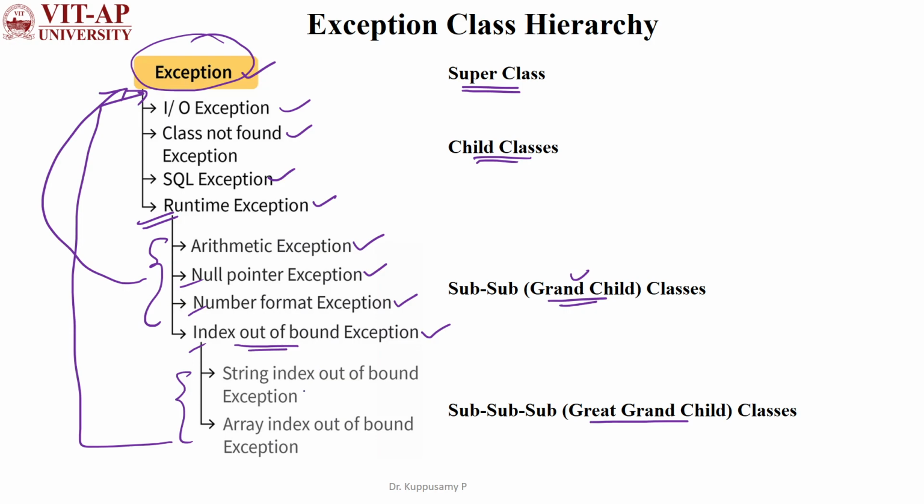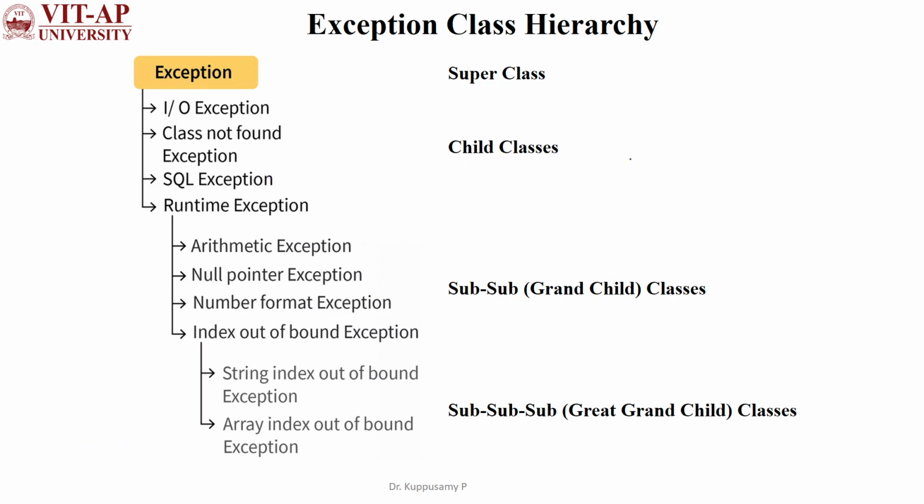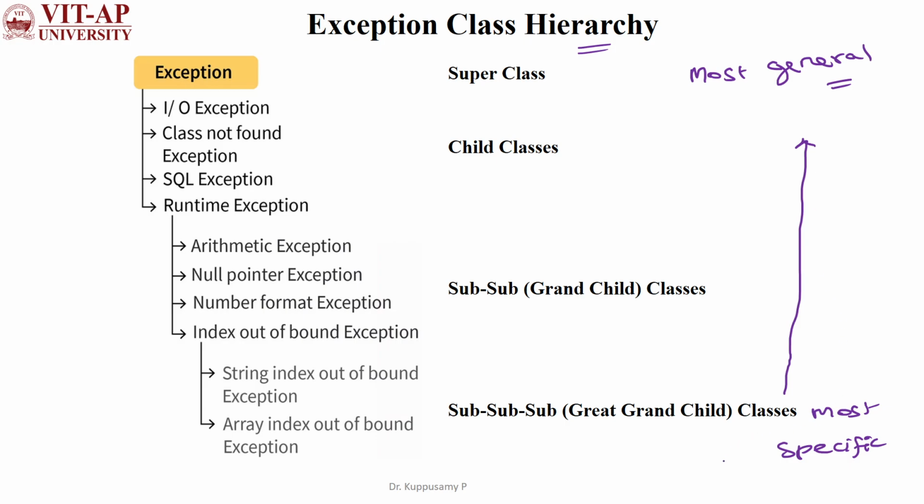Now when we are using those classes in programming, we have to use this hierarchy. This is the most general, and this one is the most specific class. So when you are using them inside the program, you have to go with a bottom-up approach. First you have to use the most specific exception class, and only at last you have to use the most general class.